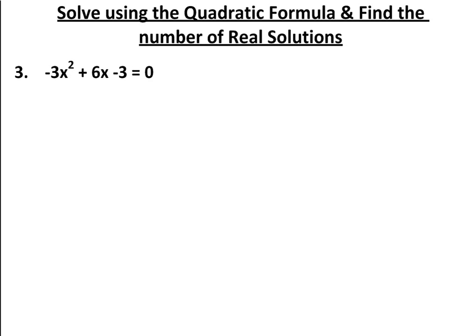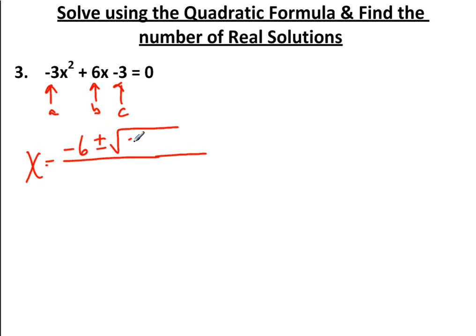This one's already set up for us for our a, b, and c. A is -3, b is 6, c is -3. So we're just going to substitute into our equation. Opposite of b is -6, plus or minus the square root. B squared is 36, minus 4 times a, which is -3, and c, which is a -3, all over 2 times a, which is -3. Just be careful with the negatives.